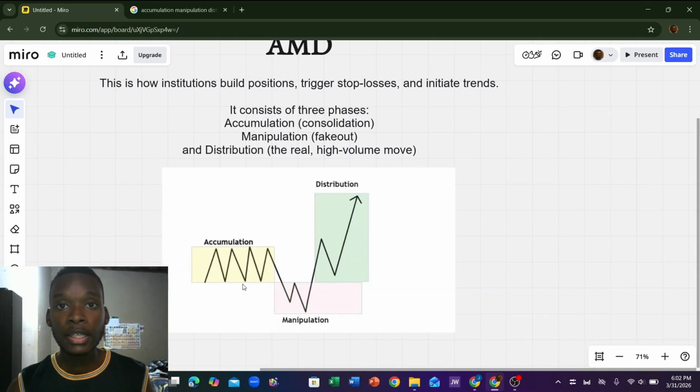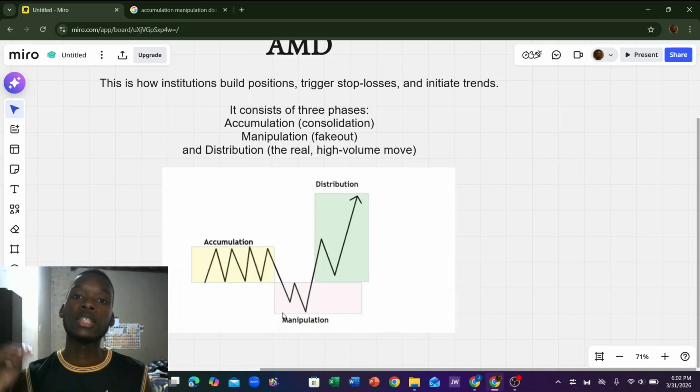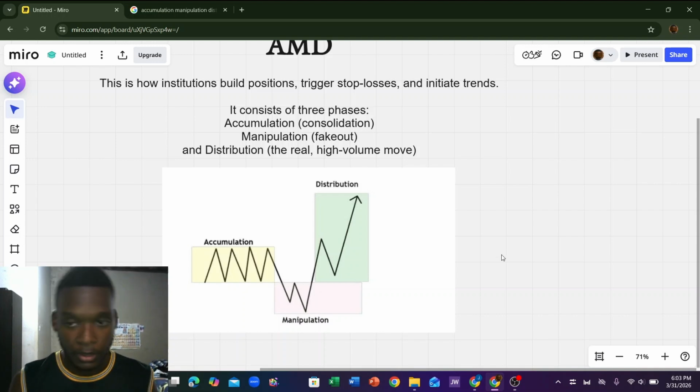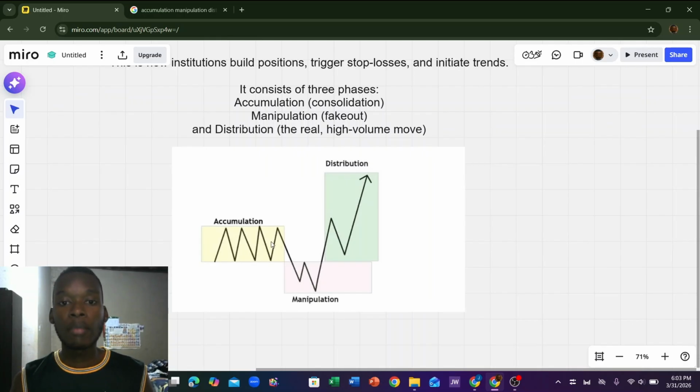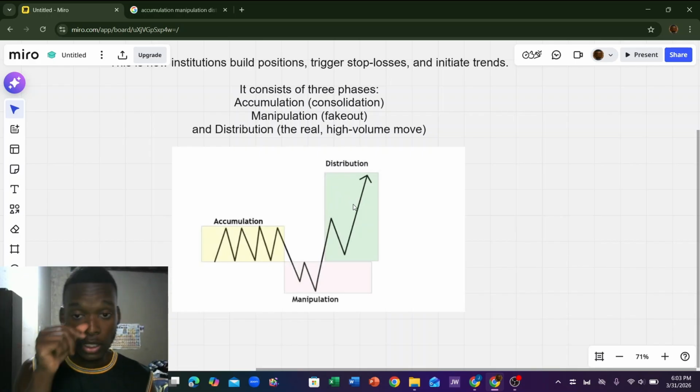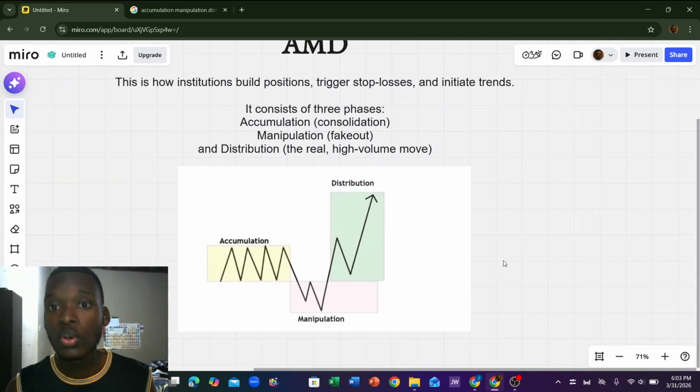So price accumulated by consolidating. Now price is manipulating by taking out these stacked lows, which is collecting liquidity. It's a fake out, and then the real move is going to be the distribution move to the upside. Same thing for a bearish scenario. After accumulation, for manipulation, we're looking for sells. Price will manipulate, take out these stacked highs, and then distribute to the downside. I hope you get that, guys.